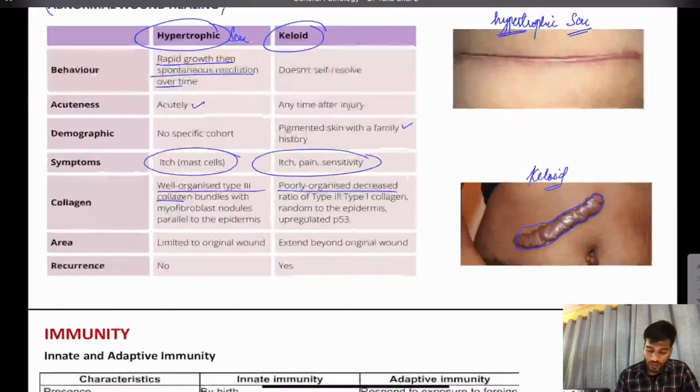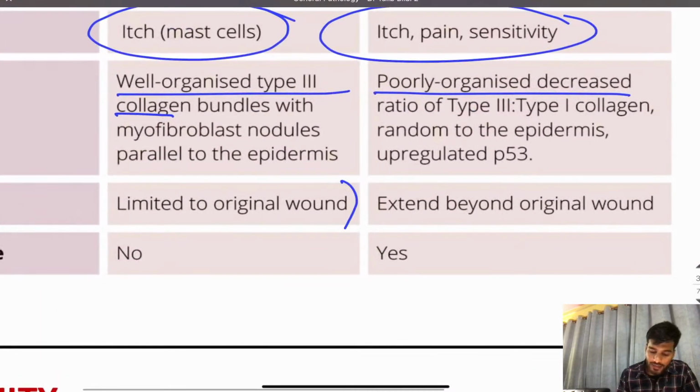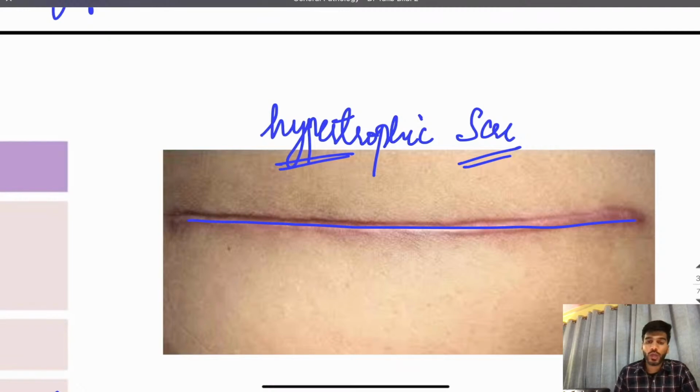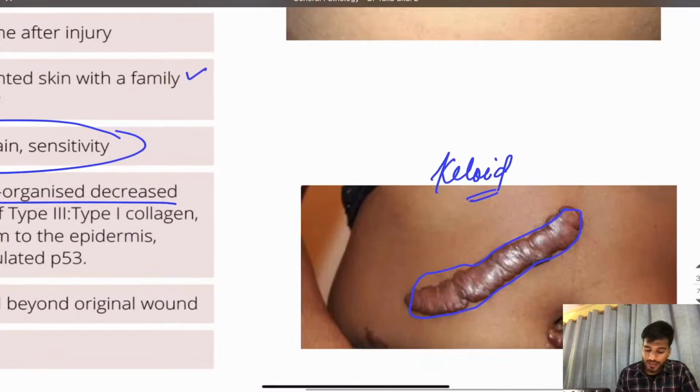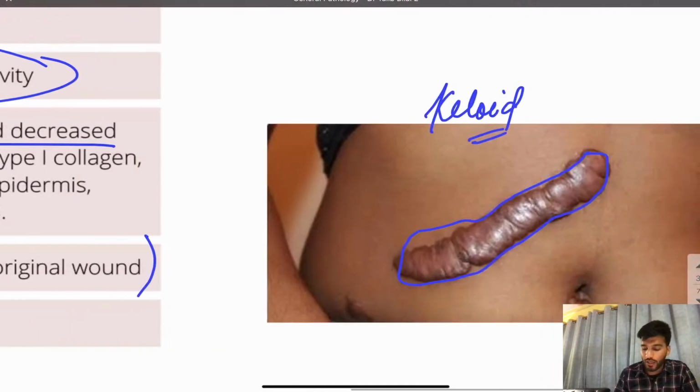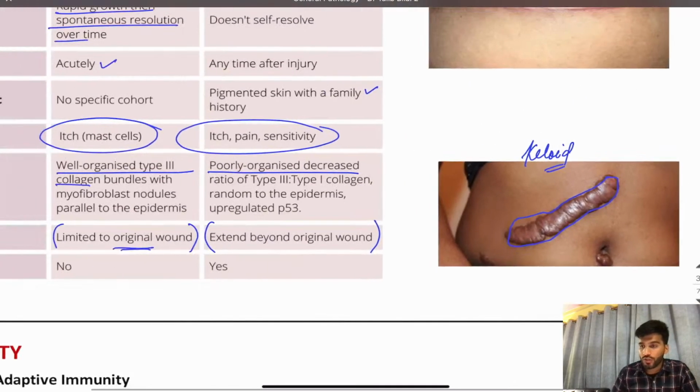This is a keloid. If I talk about area, guys, it is limited to the original wound. If there is an incision here on the abdomen, you can see it is limited to the wound incision. But keloid extends beyond the original wound. Keloid is going beyond the original wound.